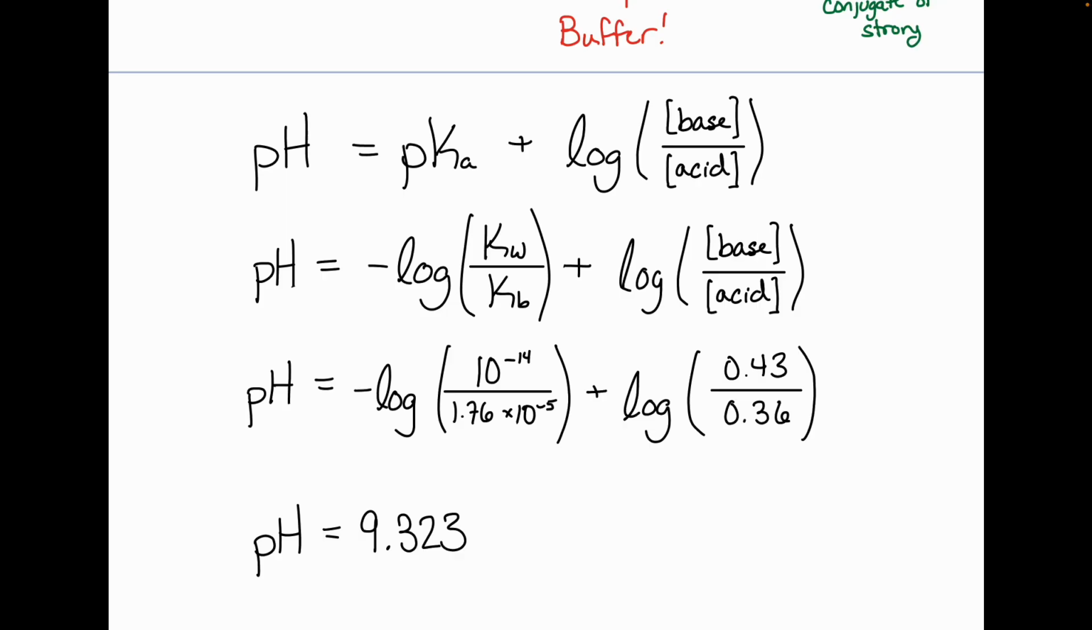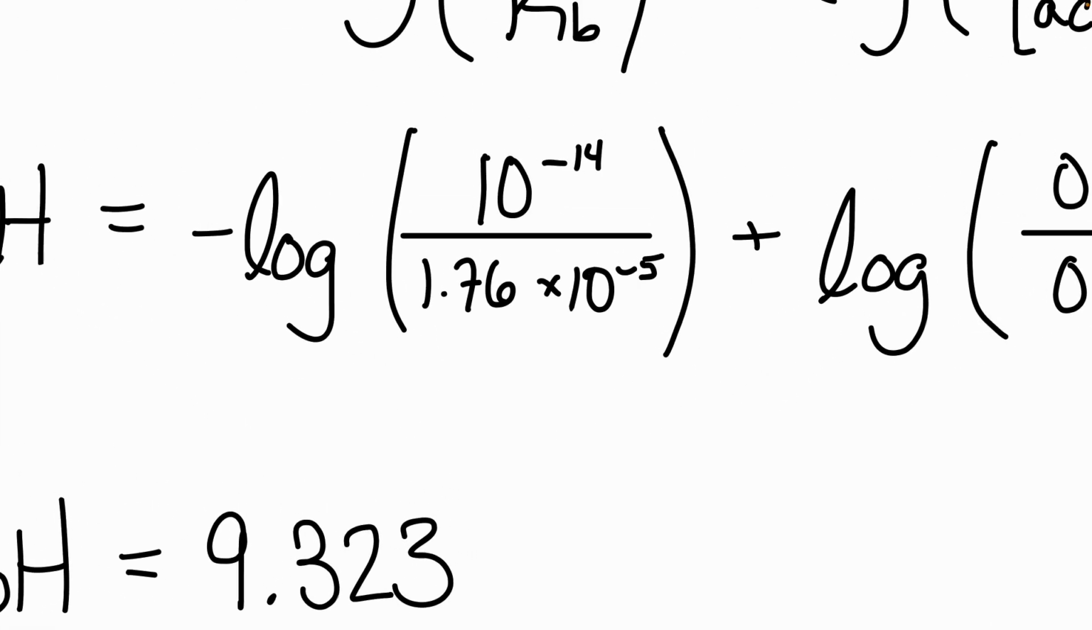One thing I just want to caution on, when you're doing this calculation in your calculator, you need to put that numerator and the denominator in parentheses to make sure to keep your order of operations correct. Otherwise, you'll divide by the 1.76, but end up multiplying by the 10 to the negative 5.